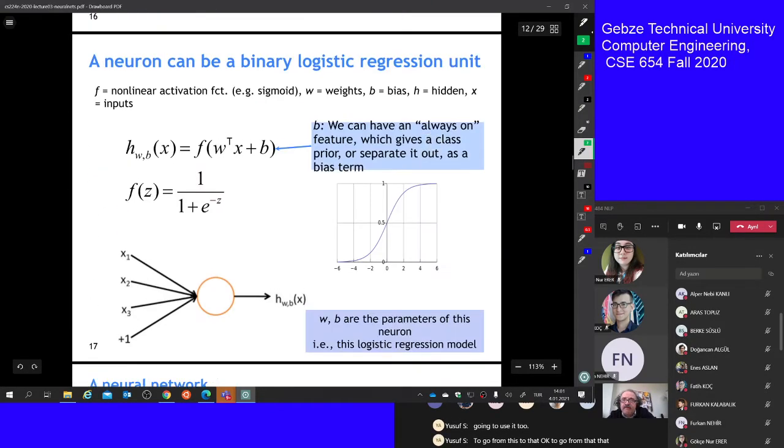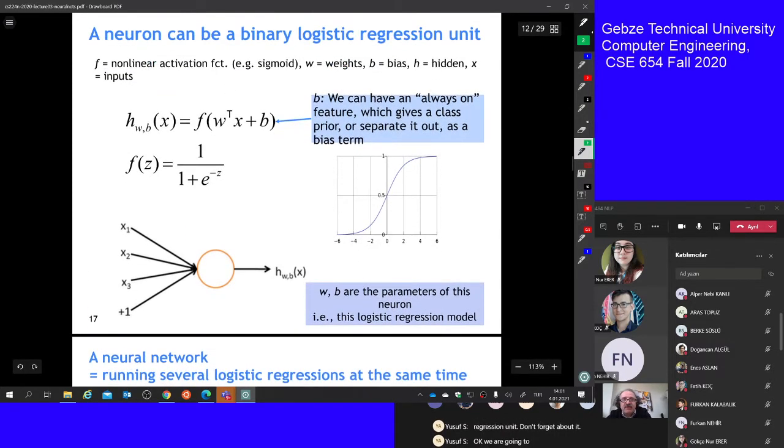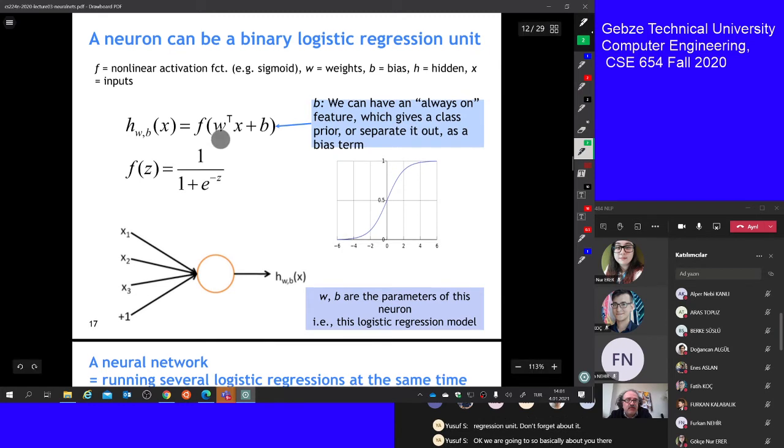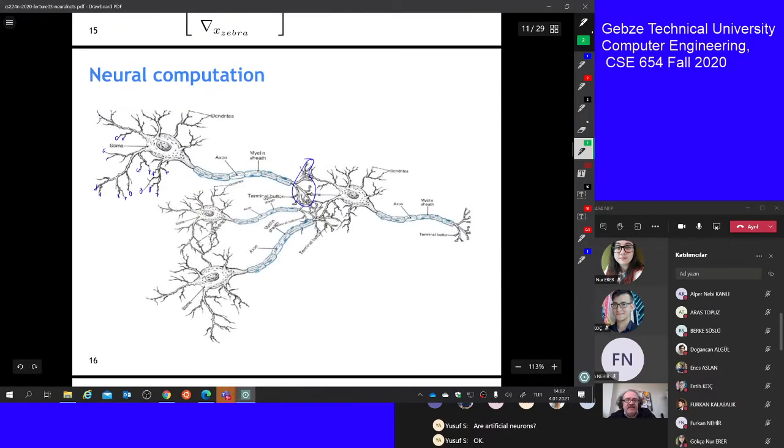So logistic regression unit, don't forget about it. Basically what you do is take a set of weights, a vector, you multiply it with the input vector and you add a bias B. And W and B are the parameters of this logistic regression unit. Some people call this an artificial neuron.